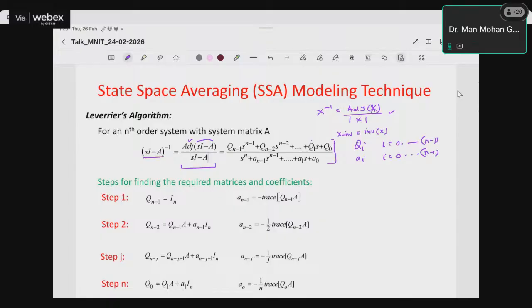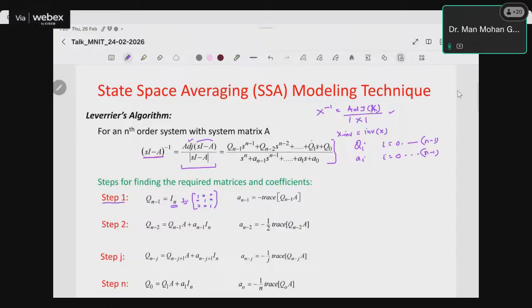So for an nth order matrix, we follow n steps. Step 1 says that we define I_n. I_n is just the identity matrix of n by n. So if it is of order 3, then 1 0 0, 0 1 0, 0 0 1, like that we define I3. Similarly I4 and so on. So we define I_n, and this is known to us.